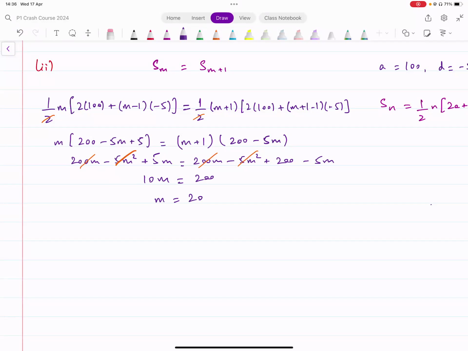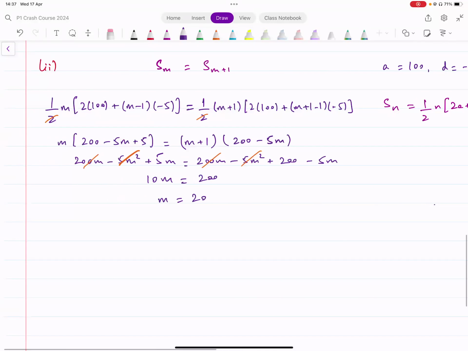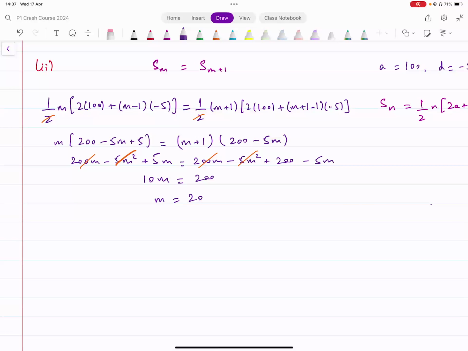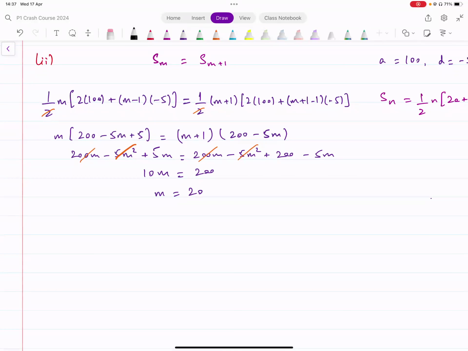Okay? So you just equate the sum of the first m terms to the sum of the first m plus 1 terms, and that gives you the result. That gives you the value of m. Okay? Now, this is one way of doing this. There could be another way of thinking about this, and that's going to be much quicker.